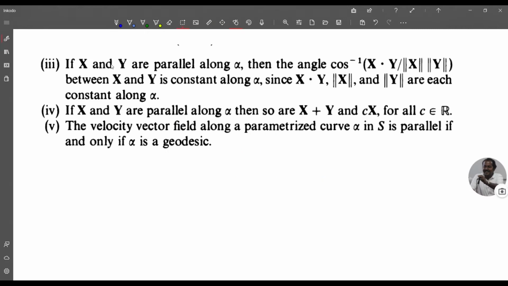Now, if X and Y are parallel along alpha, then the angle cos inverse of X dot Y divided by norm X times norm Y between X and Y is a constant along alpha. This is because X dot Y is a constant by the previous property and norm X and norm Y are constants. And if X and Y are parallel along alpha, then X plus Y and cX for all c in R are also parallel along alpha. The velocity vector field along a parameterized curve alpha in S is parallel if and only if alpha is a geodesic.